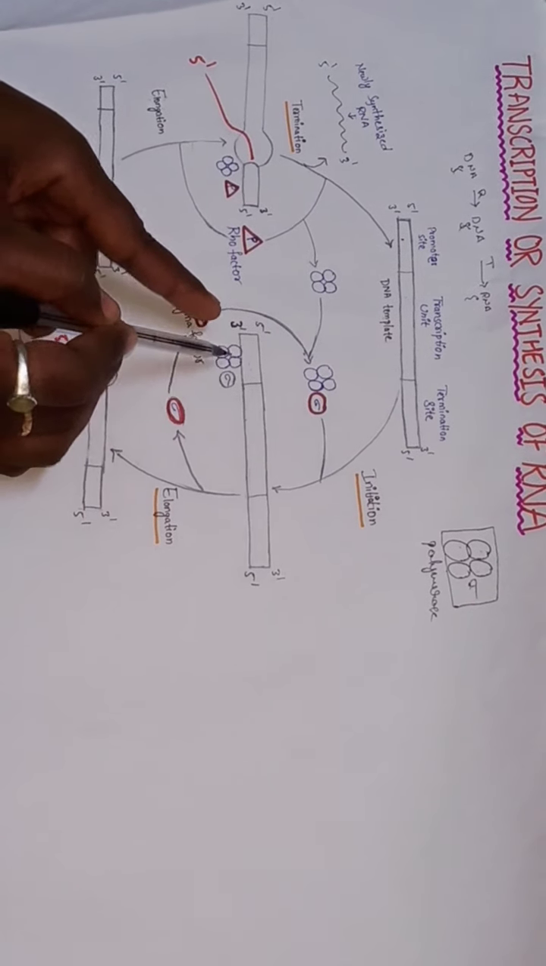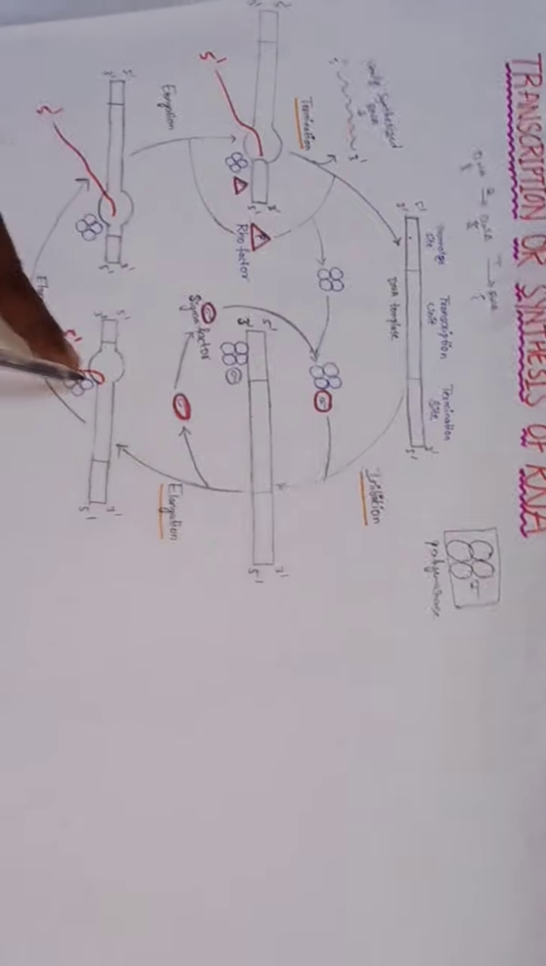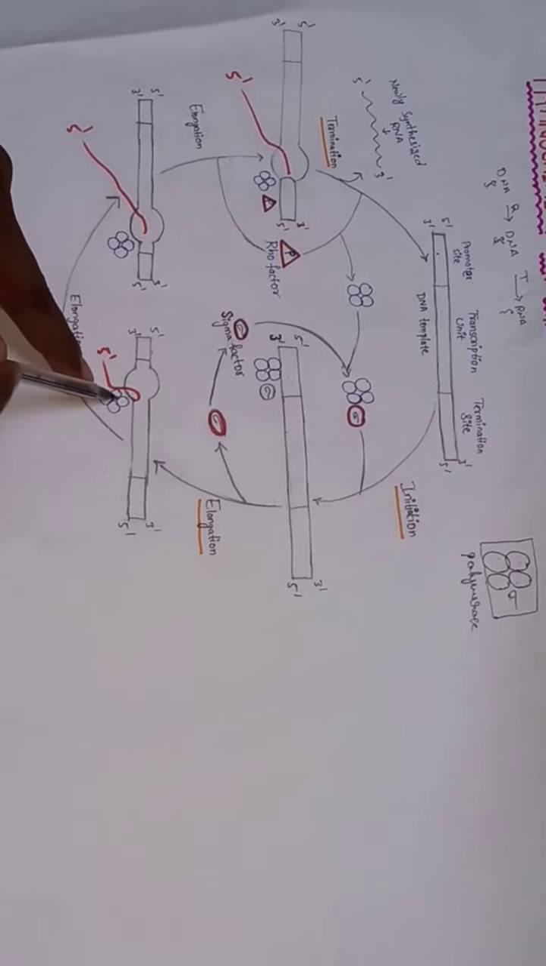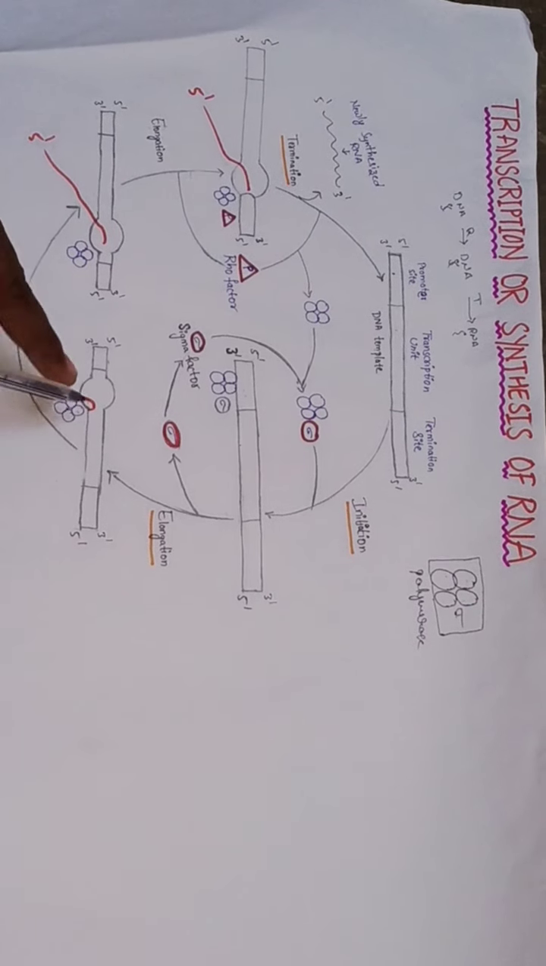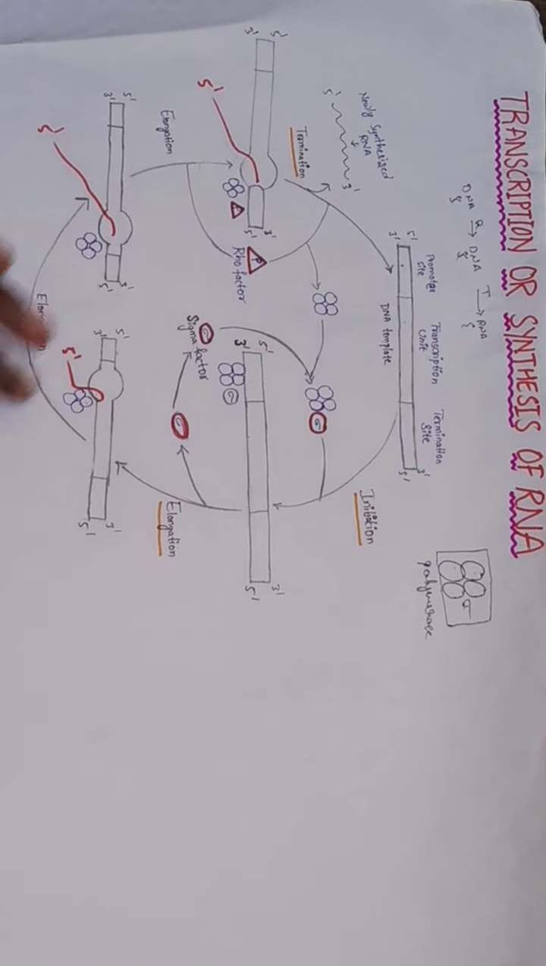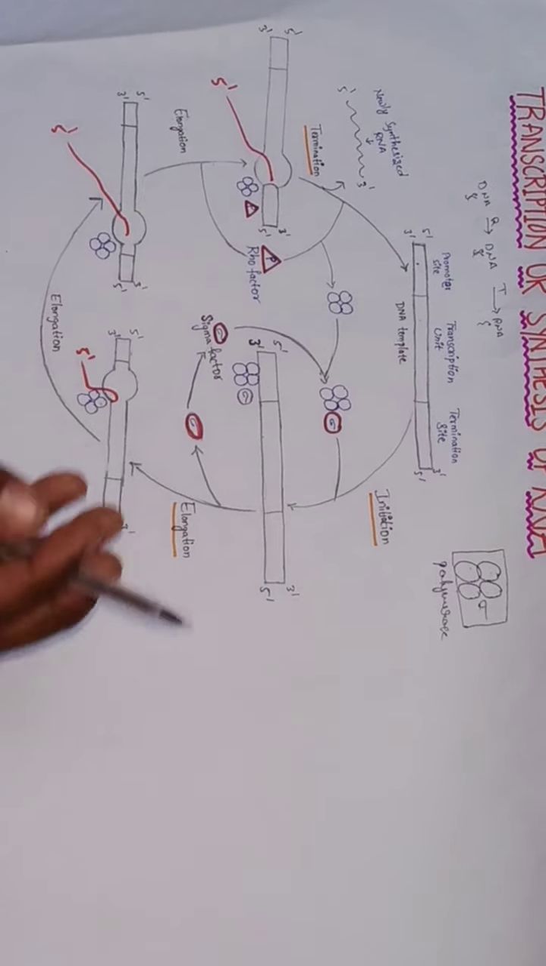The next one, the transcription unit having only the four hydrogen bonds of the polymerase enzyme. So, entering into the elongation step. In elongation, what is the elongation?